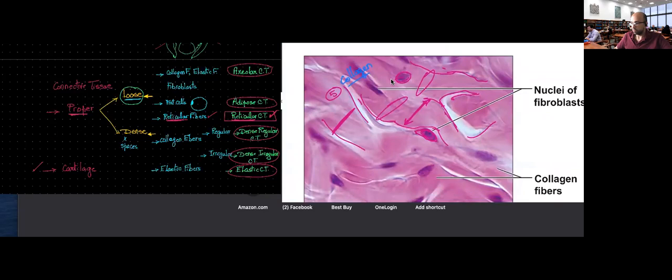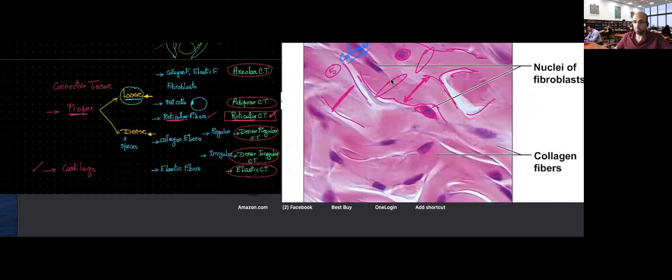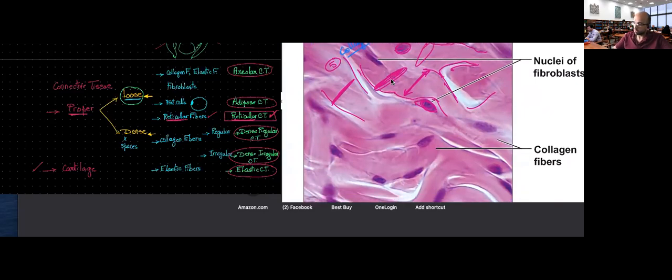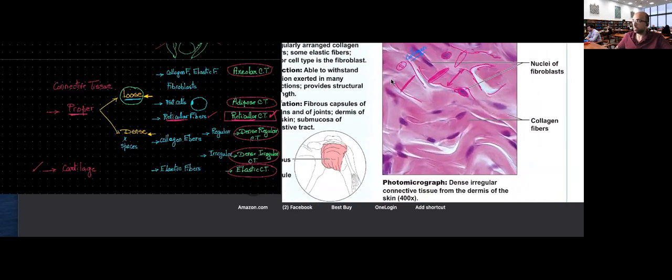About this one, don't have much spaces, still dense. Look, what kind of fibers? Thick fibers. So those are collagen fibers. So collagen fibers, I step back, look at the whole slide. Is there any pattern of arrangement here? No. So this means I'm looking at dense irregular connective tissue.